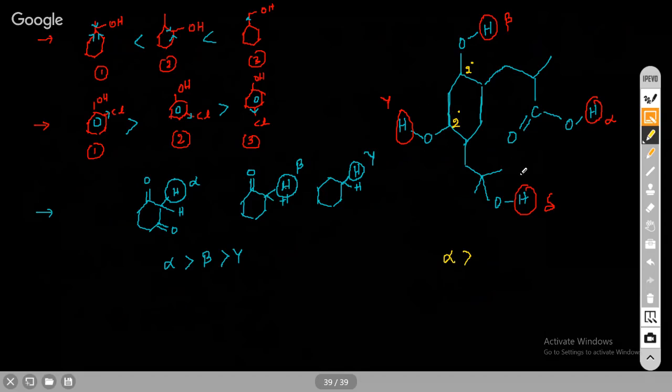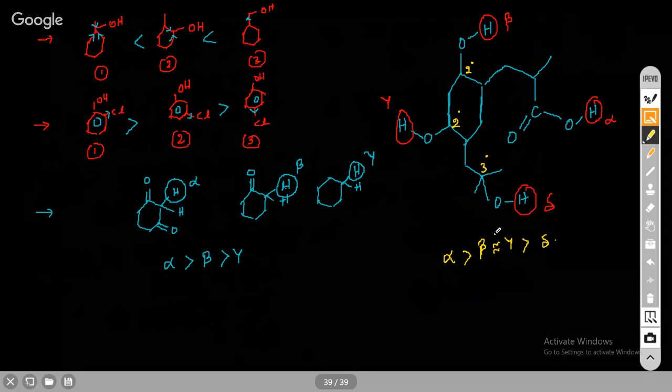Okay, here you see this is 3 degree. This carbon is 3 degree. This carbon is 3 degree, right? So these two will have equal strength, and the least will be this. So what we can write: alpha is greater than beta, almost equal to gamma, greater than delta. This should be the order.